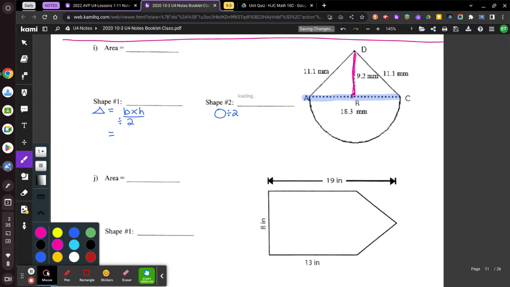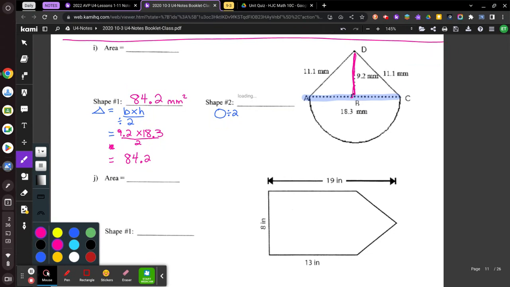So we're going to have 9.2 times 18.3. So 9.2 times 18.3, and then divide that by 2. That's going to give us 84.2. So the first one, 84.2, and that's in millimeters squared. With this area unit, you do need to have the units on it. That's the whole point of this unit, is deciphering the units.